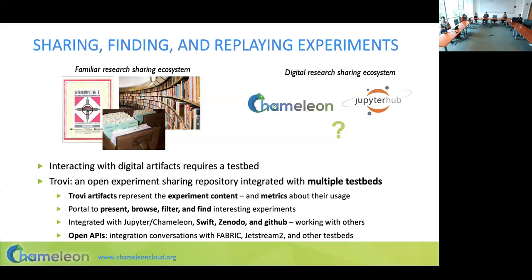So Trovi has Trovi artifacts. A Trovi artifact represents an experiment, so it has all those experiment components I was talking about. And what we're trying to do also in Trovi is add metrics, because again, those are incentives that create a bridge between the author of an experiment and somebody who uses the experiment. So metrics that tell you how many times an experiment was viewed, how many times an experiment was executed. And they're perhaps not perfect. They are a first iteration of creating some sort of incentive structure, but they're there.